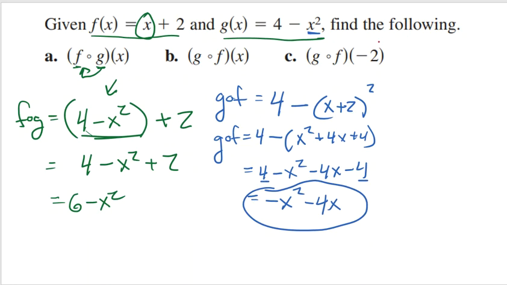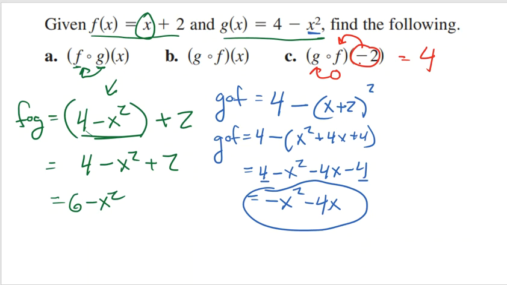All right, now this last one deals with a number, right? So again, I've got to do what I just taught you earlier, which is I'm going to take negative 2. It's going to go into f first. So if I take negative 2 and plug it into f, I get 0. That's like the middle step. Now I'm going to take that 0 and plug it into g. 4 minus 0 squared is 4. 4 minus 0 is 4.